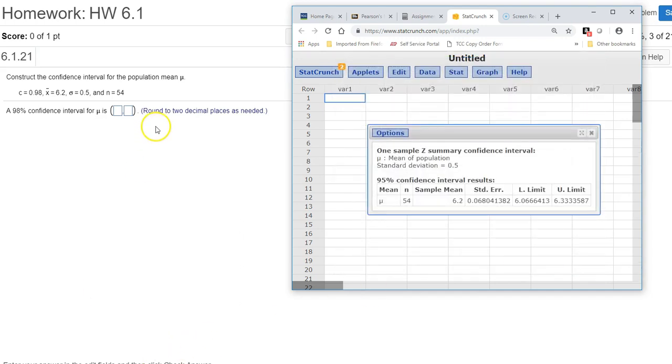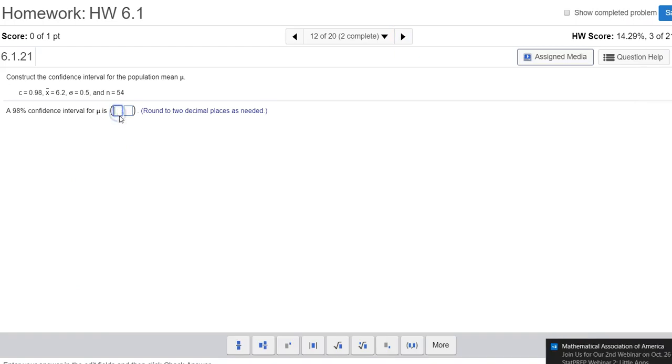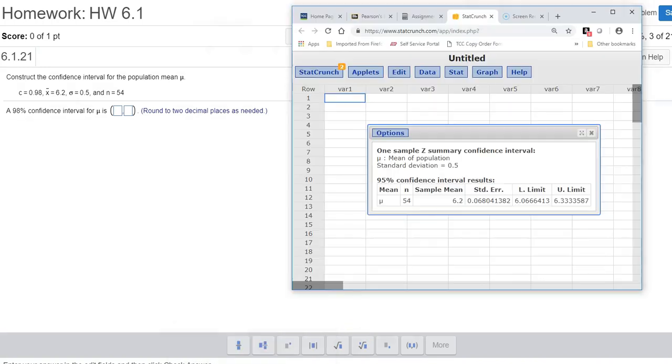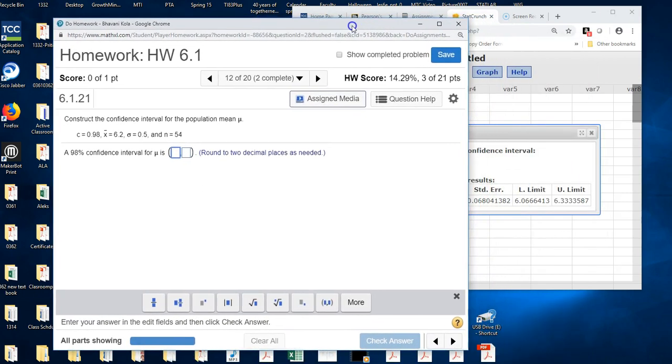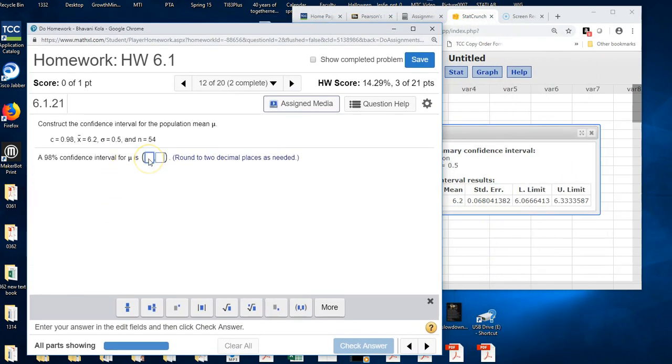So once you have that, you have your lower limit and your upper limit. Let me go ahead and put that there. Excuse me for that. My lower limit was, let me minimize this one too. When I minimize this, I can see my lower limit. Okay. My lower limit is, 2 decimal places, did they say? Yeah, 6.07. My upper limit is 6.33.